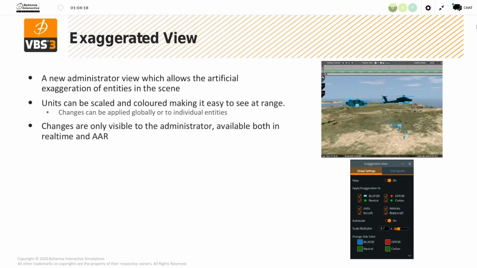So you can play with all these settings as admin and not worry about your trainees suddenly seeing large blue entities walking around. Essentially, all of these things can be applied in the AR as well. So if you didn't run the exaggerated view in the live training, you can turn it on during the AR to get a better view. And you'll see in the video in a second how it can be applied.